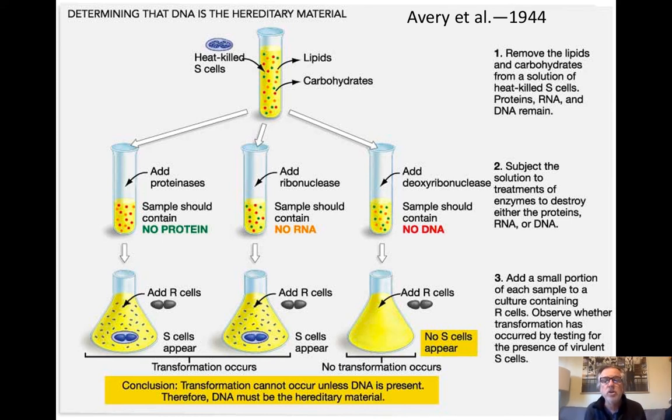And then they use these solutions to see whether they can transform cells. And don't forget, all they have to do is grow the cells on a bacterial plate and look at them to see whether they become smooth or not. And in only one case did they not get transformation. In this case, where they removed proteins, they got transformation, which means that protein couldn't have been the transformative agent. In the second case, where there was no RNA, they got transformation, so that rules out RNA as a transformative agent. Thus, they think DNA is going to be the transformative agent, and indeed, in this case, they get no transformation occurring, no S cells appear.